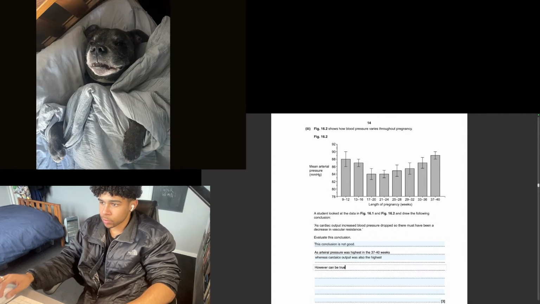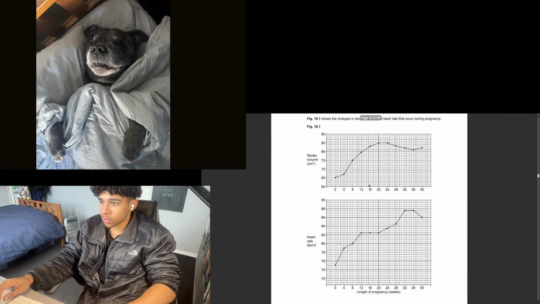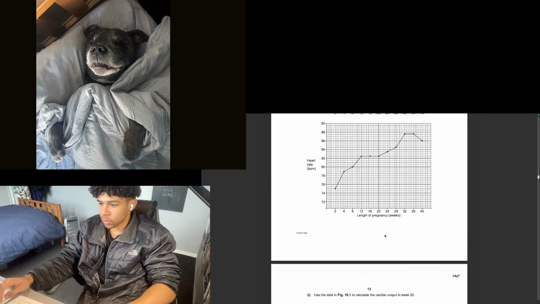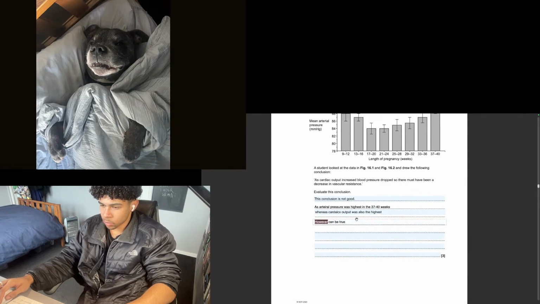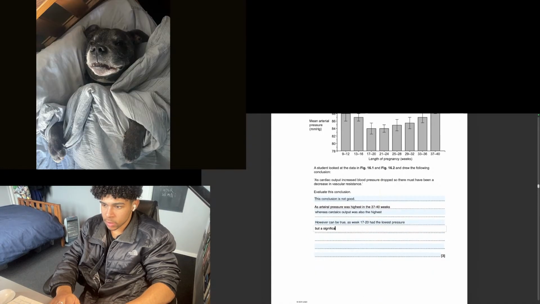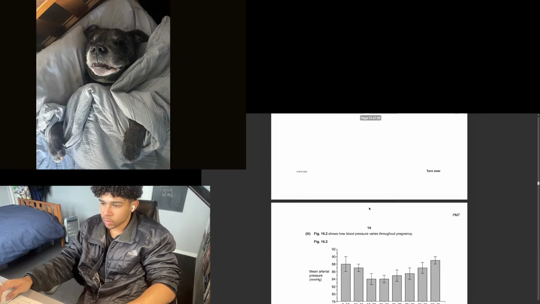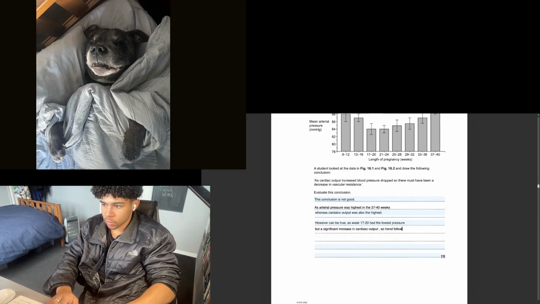However, it can be true. 17 to 20. Week 17 to 20 had the lowest pressure, but a significant increase in cardiac output. Nine to 20. So trend follows 9 to 20.